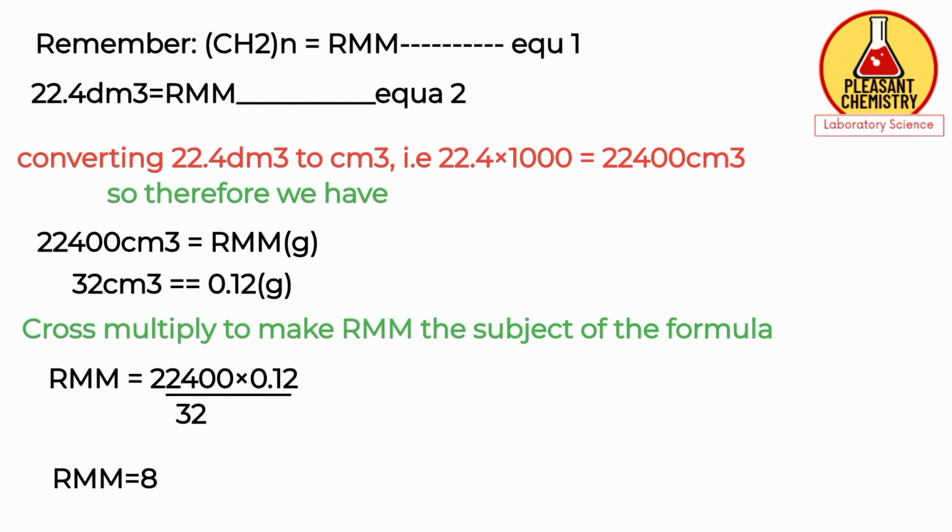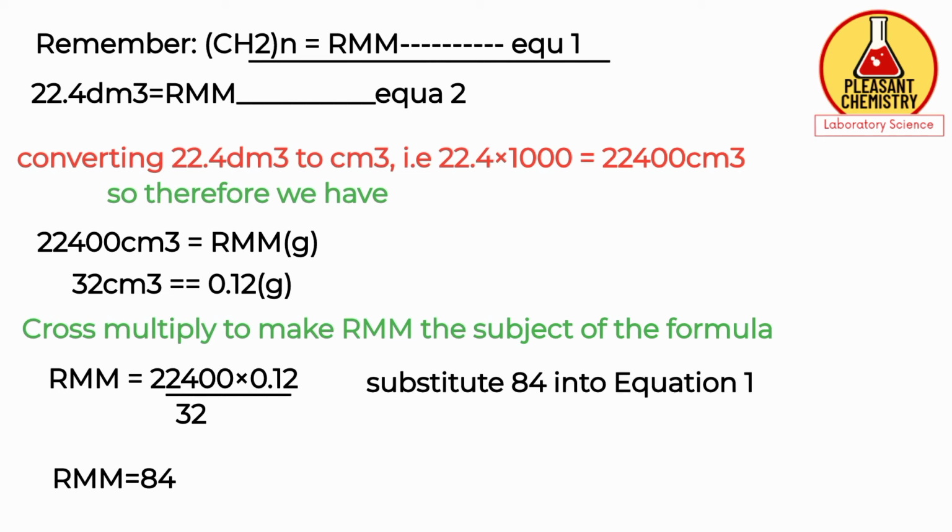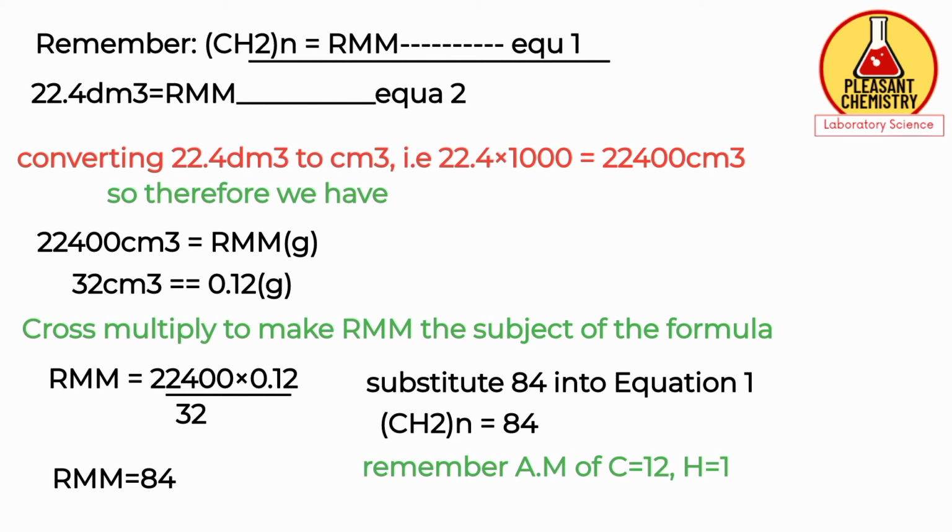Now therefore we have 84 as our RMM. That 84 can also mean our molar mass. So if it is our molar mass, we add the unit, which is gram per mole. Now we have gotten our RMM. We can substitute that RMM into equation 1 in order to determine our molecular formula. So when we put that 84 into equation 1, we are going to have (CH2)n is equal to 84.